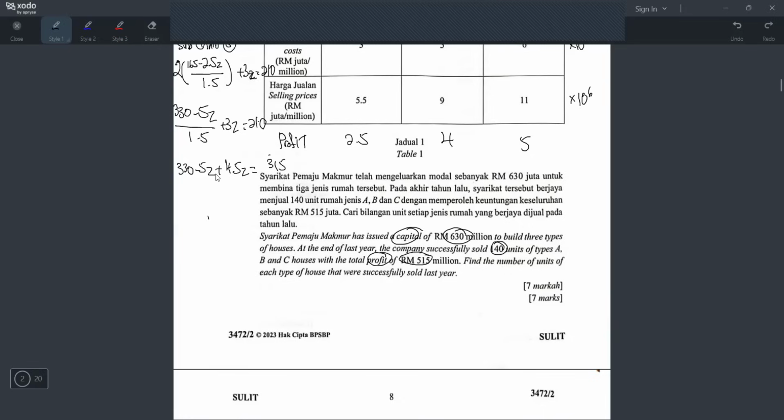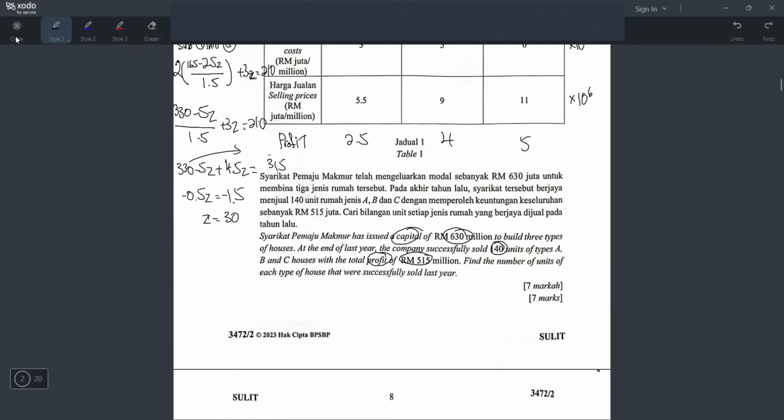So now you can find your z. Just take negative 5 plus 4.5. You can use calculator. You will get negative 0.5z, and then 330 move to the other side. 315 minus 330, I think it's negative 15. So z will be 30 here, right? You will just use calculator to press 1.5, divide 0.5.